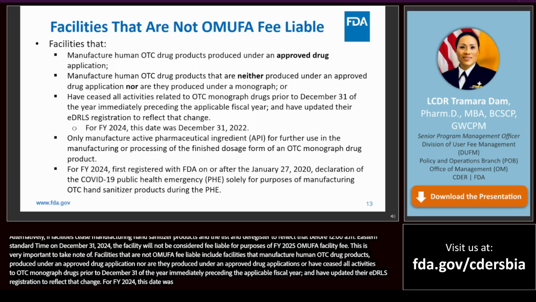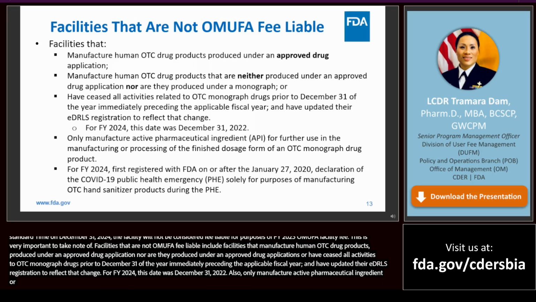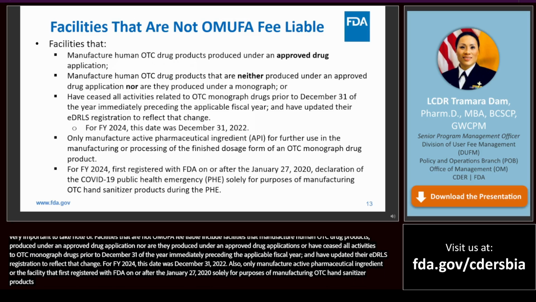Also, facilities that only manufacture active pharmaceutical ingredients, and/or facilities that first registered with FDA on or after January 27, 2020, solely for purposes of manufacturing OTC hand sanitizer products during the public health emergency.